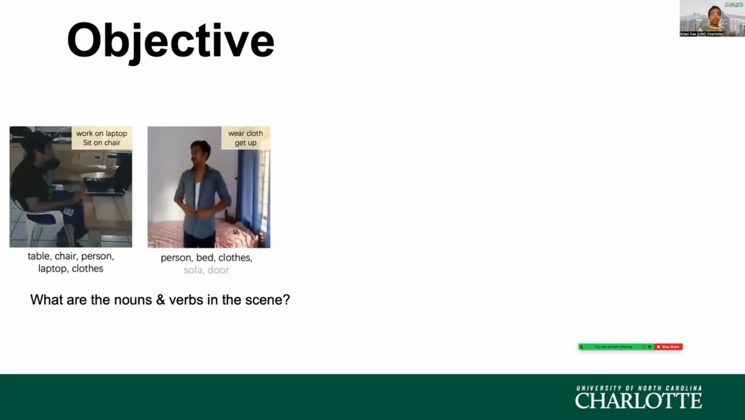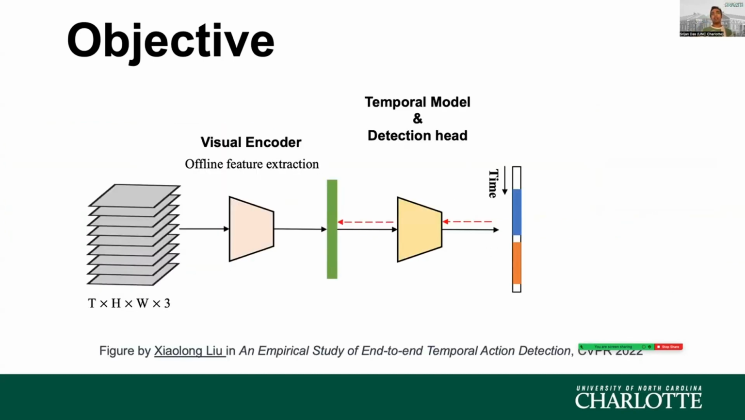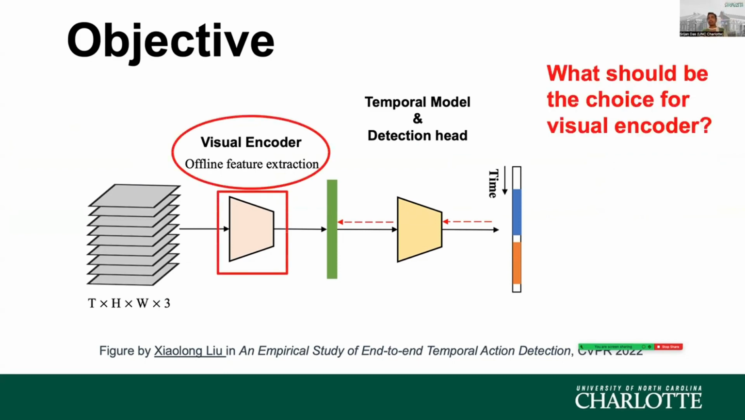So in this work, our objective is: can we find the relevant nouns, objects present in the scene? If we can extract such information, the next question is how the object state changes in a video. Because if we are able to solve these tasks, then it will be a very crucial cue for the action detection system. But the question is, how do we incorporate such details in the action detection framework? One naive solution can be to just choose a visual encoder that can better represent the object semantics in the scene. What will be the choice for this visual encoder then?